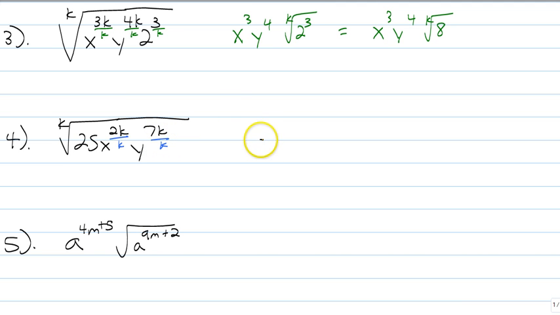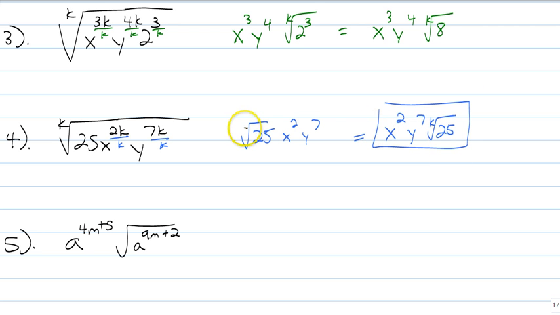So I get the root of 25. I'm just rewriting what I can do. x squared comes out, y to the 7 comes out, so if I rewrite that, I get x squared, y to the 7th. Still have the k root. Don't forget the k. It would be wrong if you forgot that, and I actually forgot it over here. But on your final answer, the k root of 25. You can't simplify.